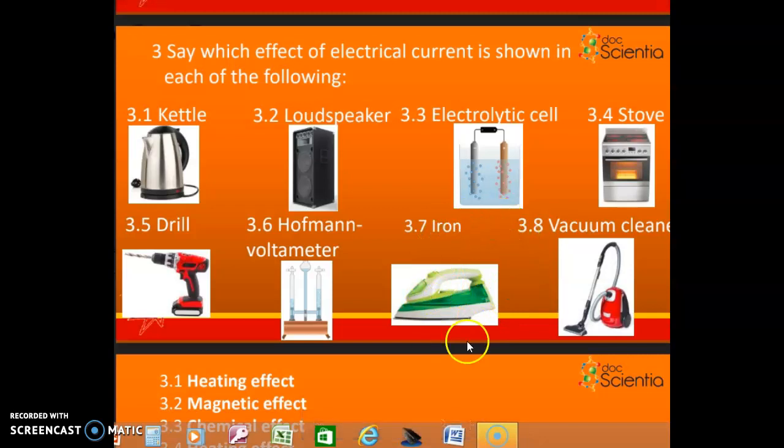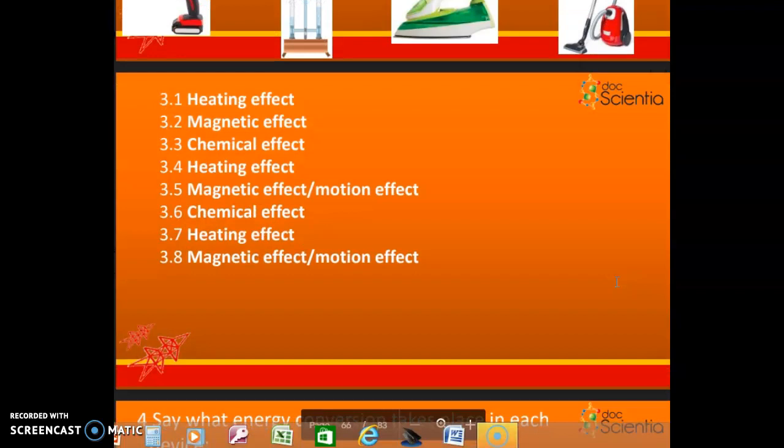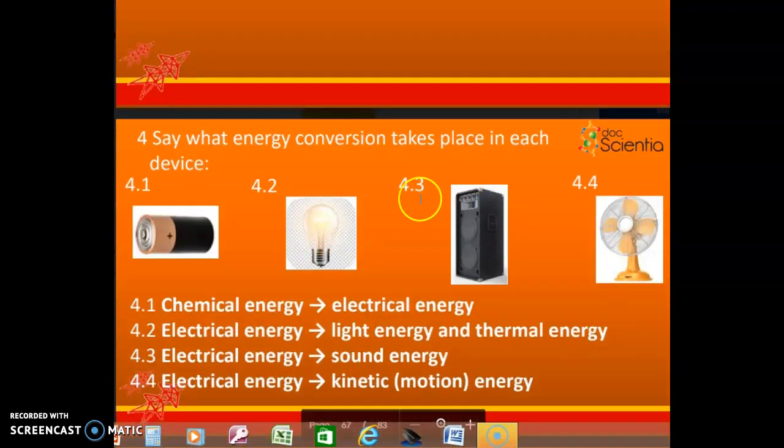3.7, an iron is a heating effect. 3.8, a vacuum cleaner is a magnetic effect. Number 4, say what energy conversion takes place in each of these devices. 4.1 is a battery, 4.2 is a light bulb, 4.3 is a speaker, and 4.4 is a fan.